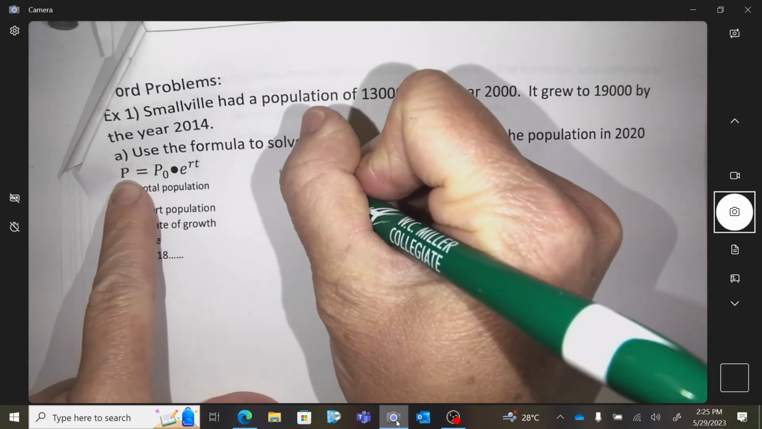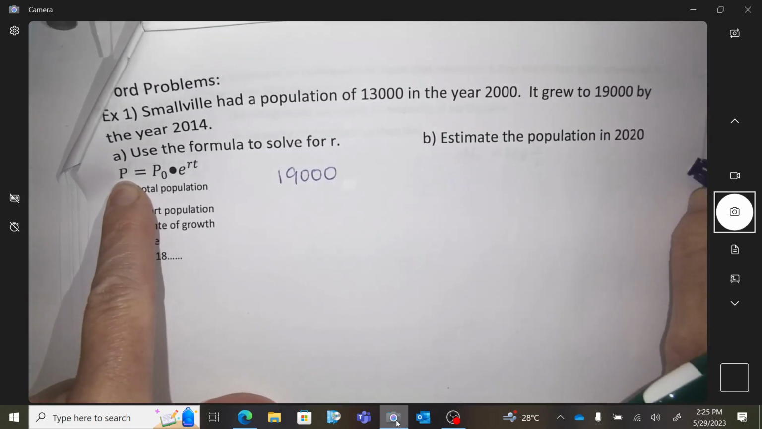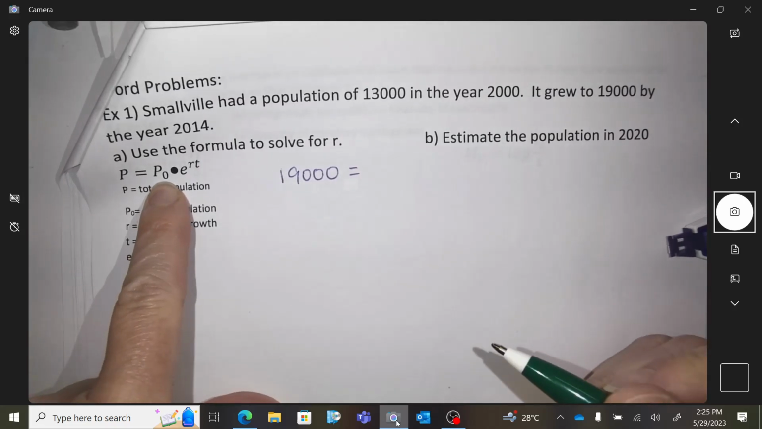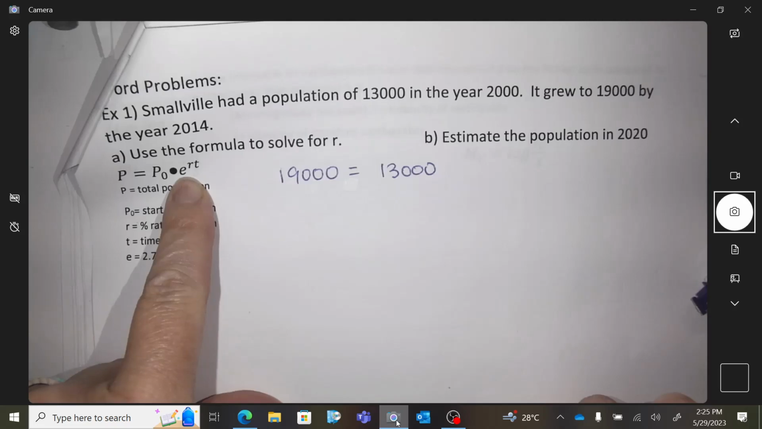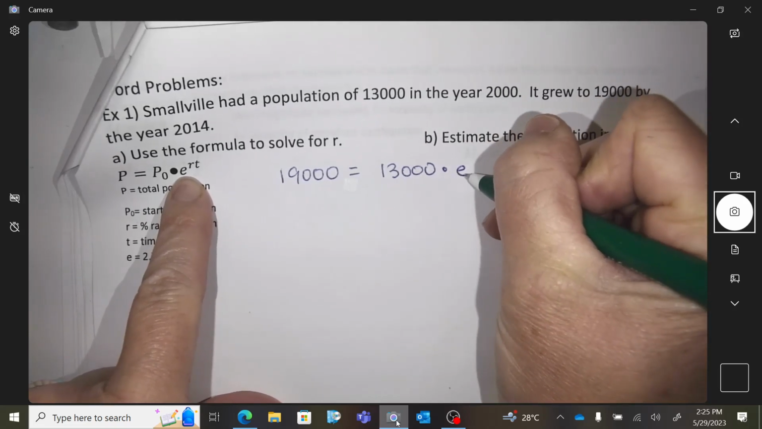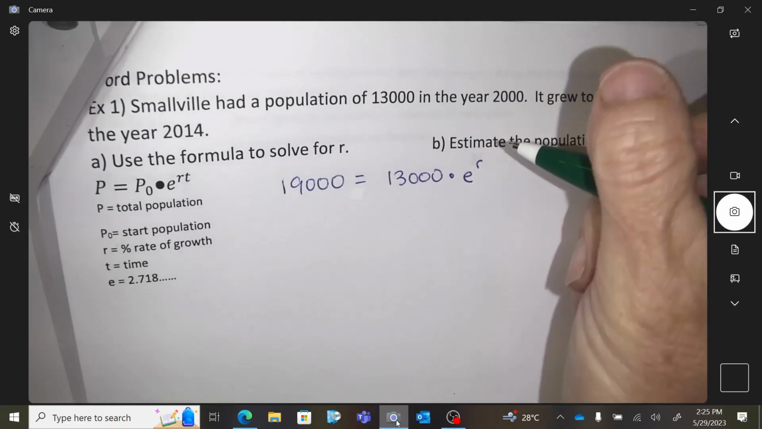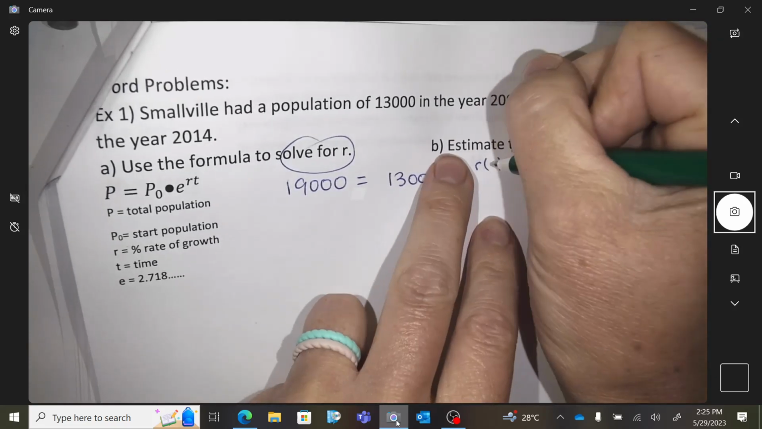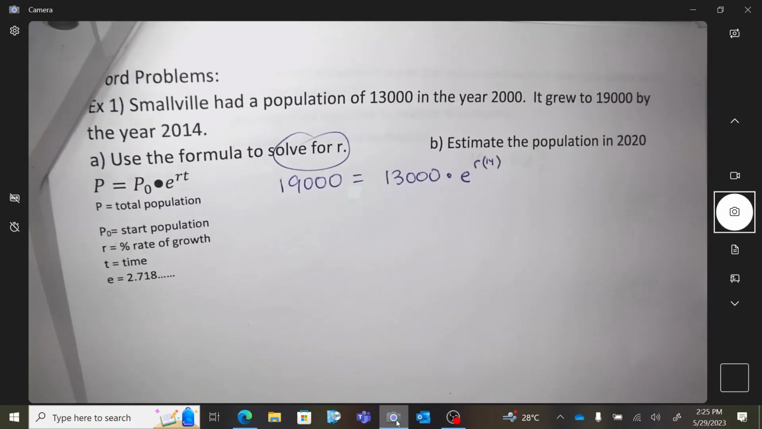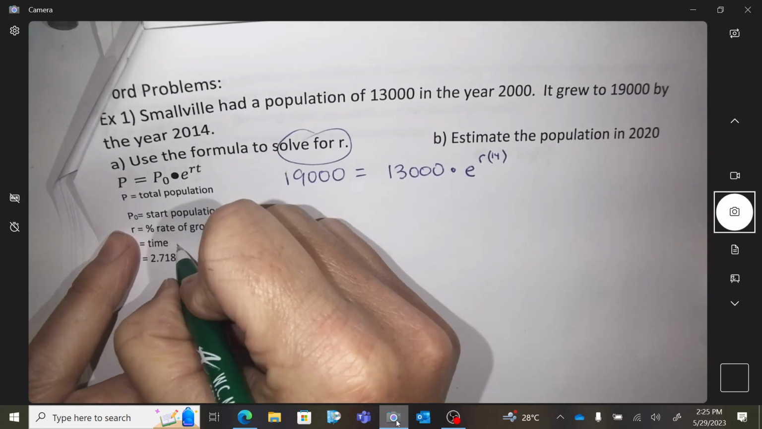P is 19,000. Population. Initial population, 13,000, times E to the R, I don't know. That's what I'm trying to solve for, R. And the time, how many years has passed by? 14. You can just keep it in years. Yeah, 14 years. It should have said in years or something there, I guess.